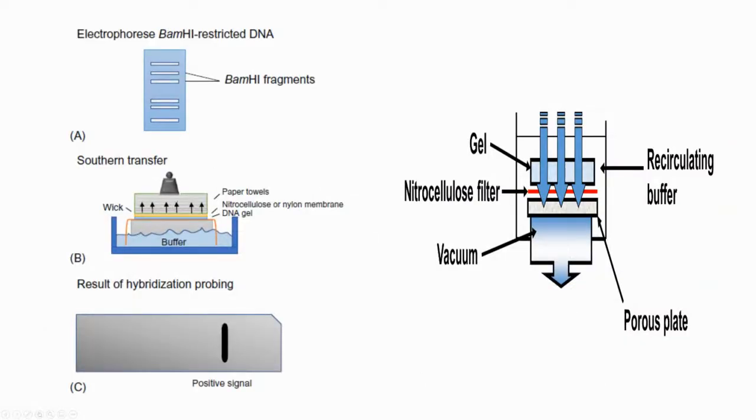In this setup you can see a paper towel on top of the nitrocellulose membrane, and on top of this is the DNA gel. The paper draws the buffer upward. That's capillary action, and during this process, DNA is transferred from the gel to the membrane. And this is the result of the hybridization.